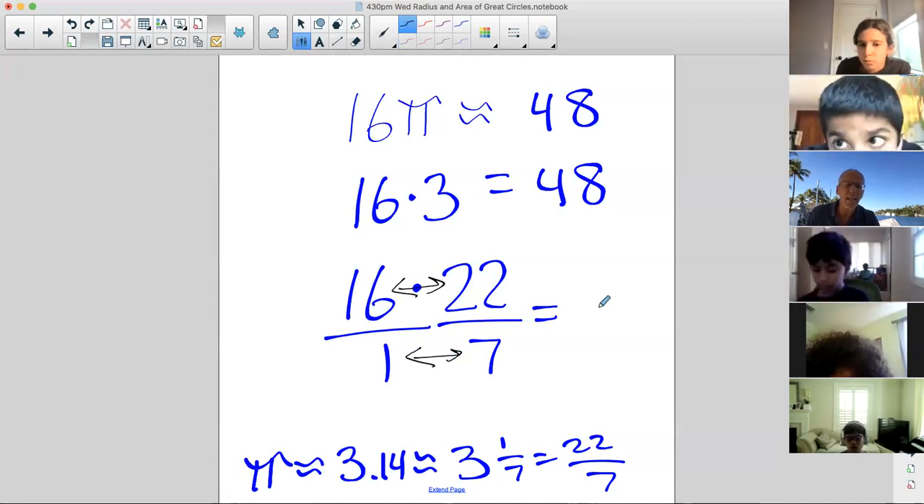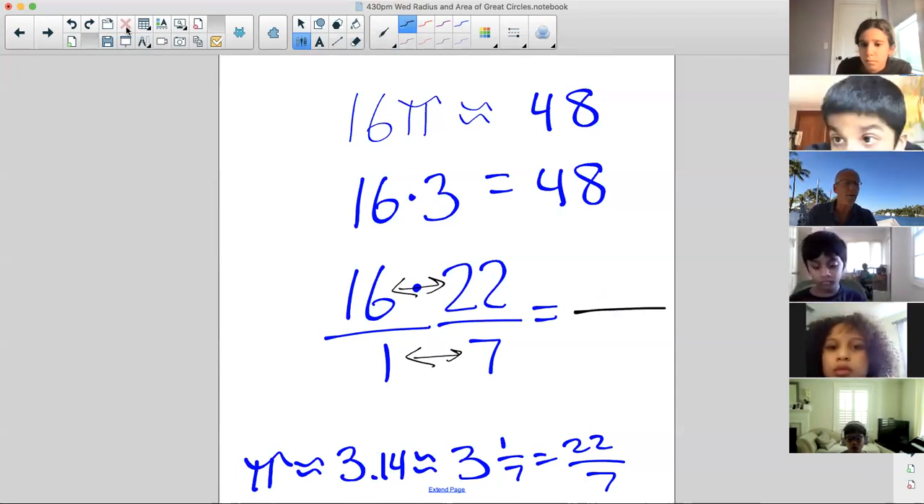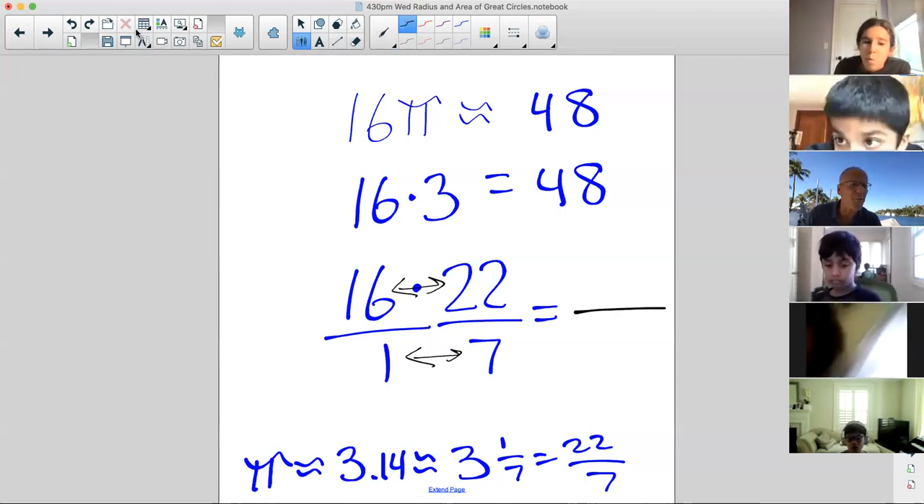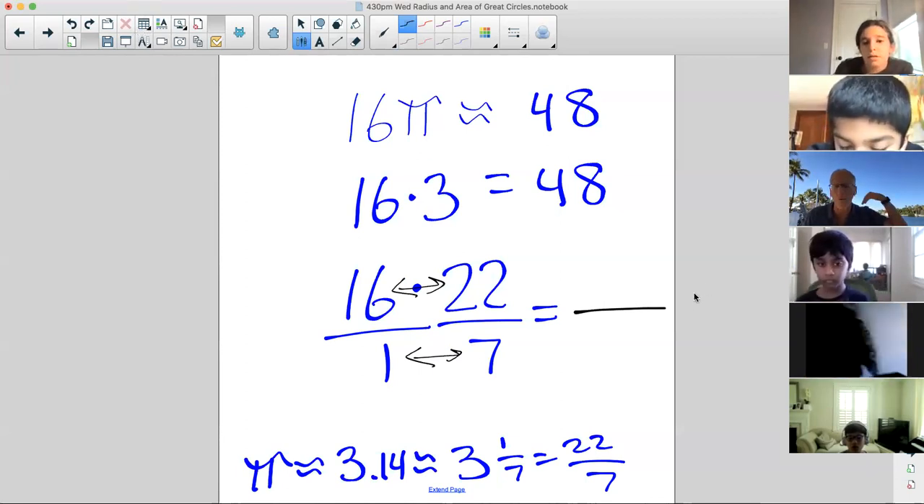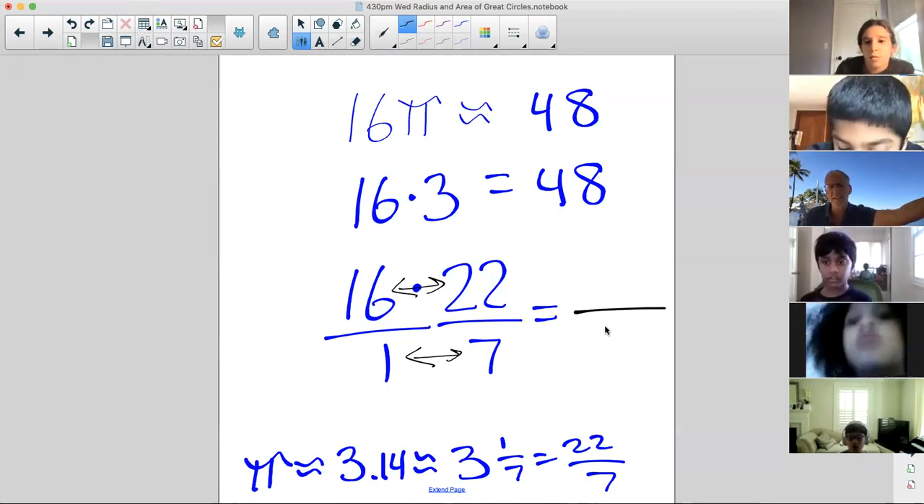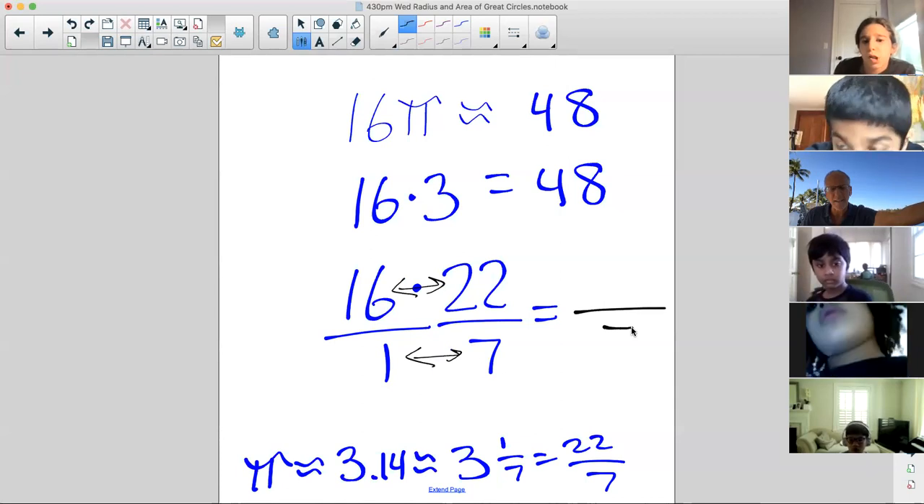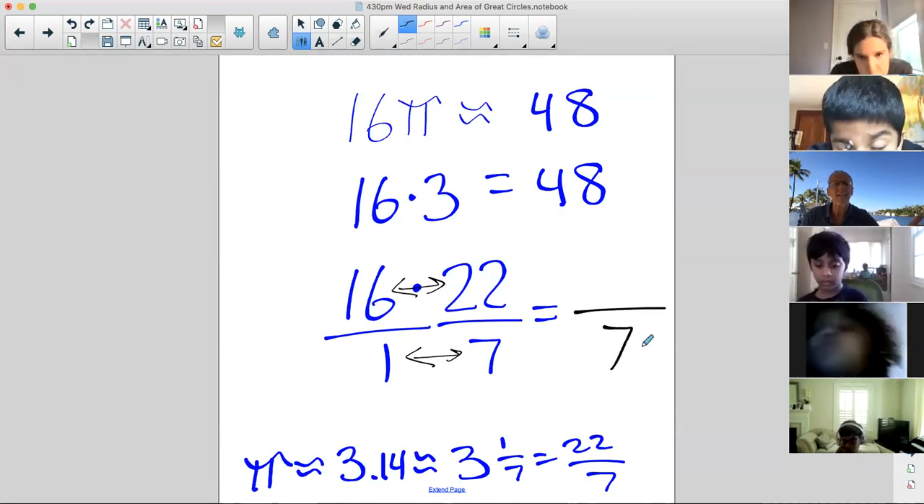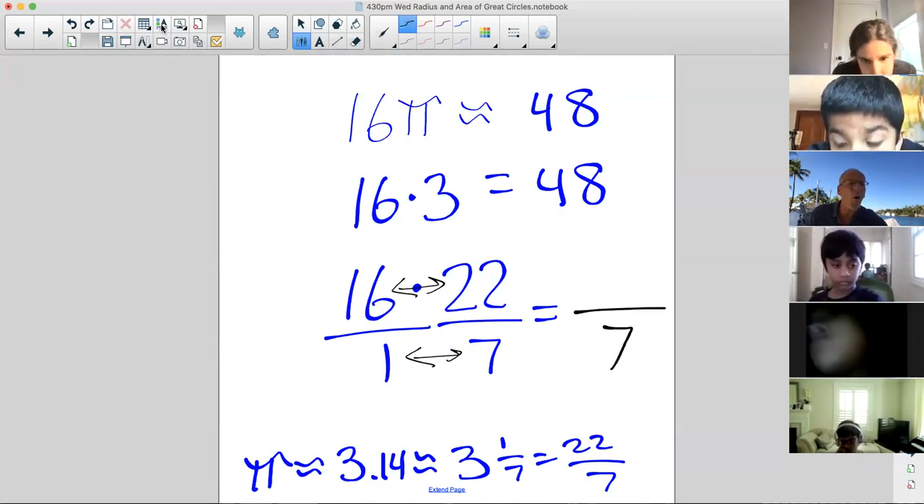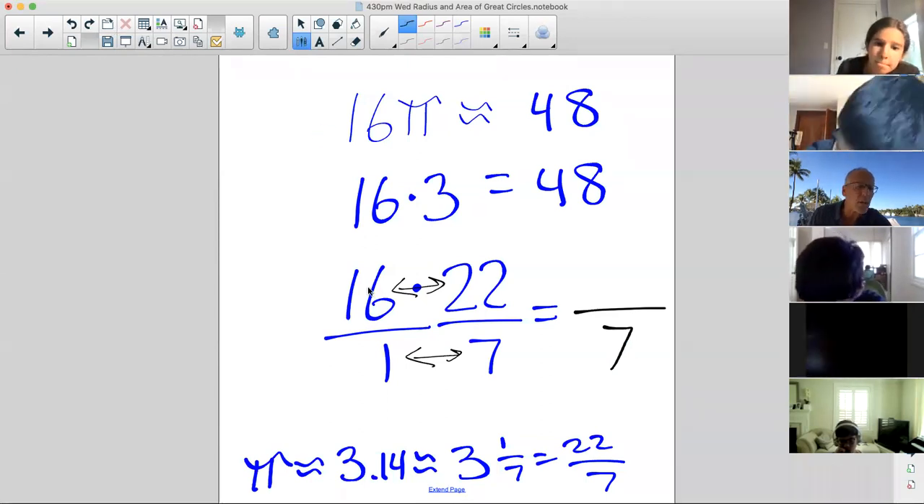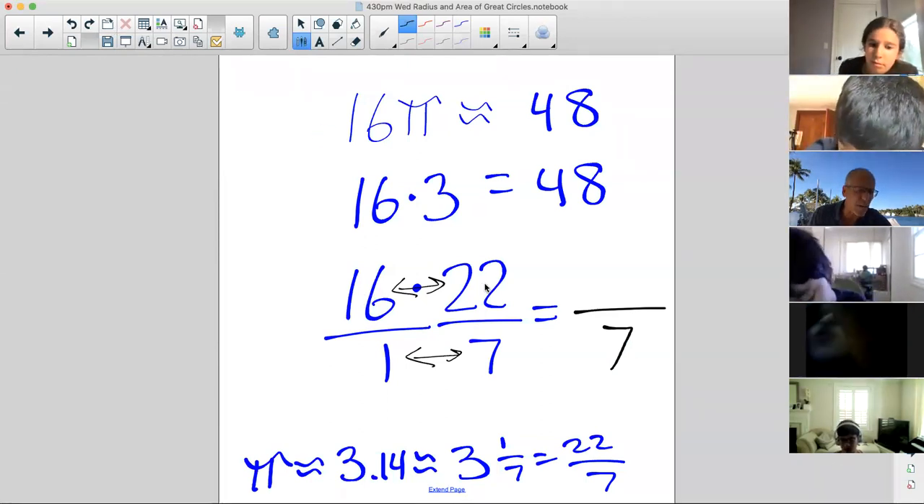Now, who thinks they know which one is easier? 16 times 22 or 1 times 7? On 3, say it. 1, 2, 3, go. 1 times 7 is what? 7. Exactly. Now all we have to do is multiply 16 times 22.